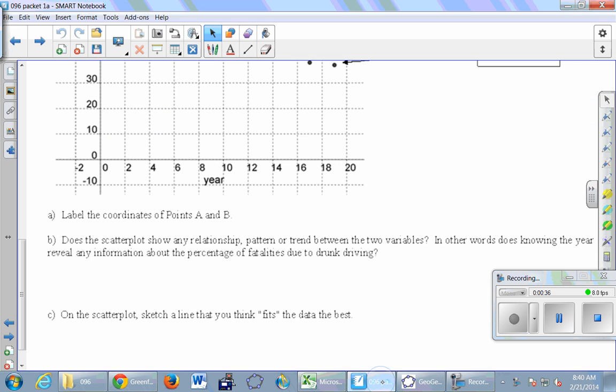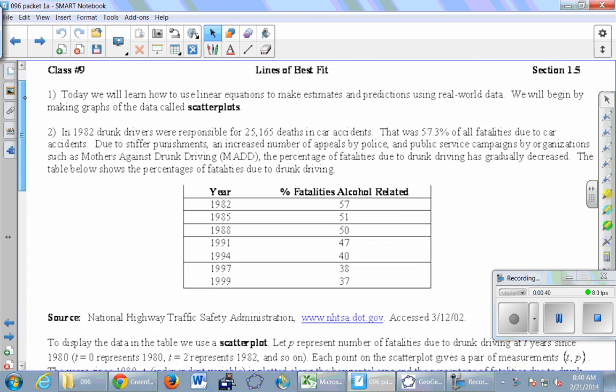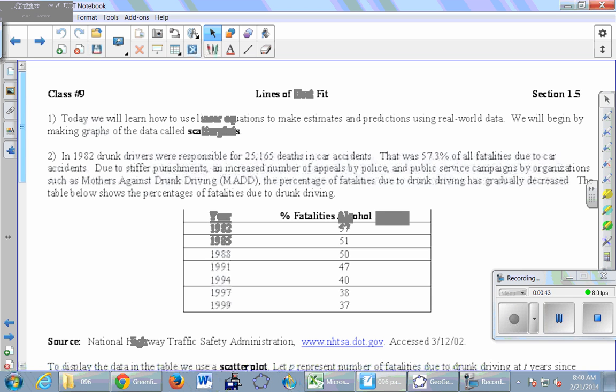Okay. Then let's jump in here to page 50 in the big packet. And we'll start with Victor. Could you read number 1, please? Thank you. Morgan, number 2.